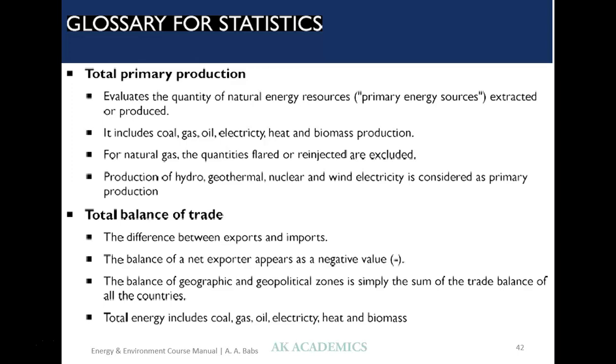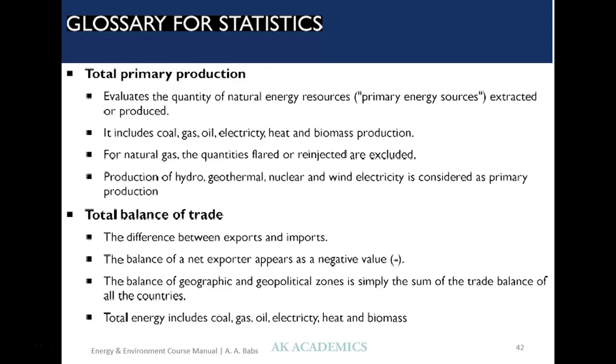What does it mean? Total primary production evaluates the quantity of natural energy resources extracted or produced. And these include coal, gas, oil, electricity, heat, and biomass production. Production of hydro, geothermal, nuclear, and wind electricity is considered as primary production.